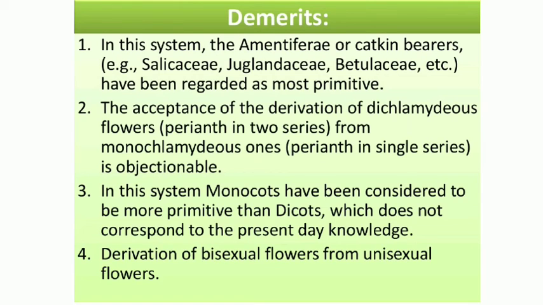Third demerit is, in this system monocots have been regarded to be more primitive than dicots, which does not correspond to the present day knowledge. Lastly, derivation of bisexual flowers from unisexual flowers. They said that the bisexual flowers are derived from unisexual flowers. It is not true. Because of these many demerits, even this phylogenetic system is not much in use. But in India, we are more commonly using the Bentham and Hooker's system of classification.